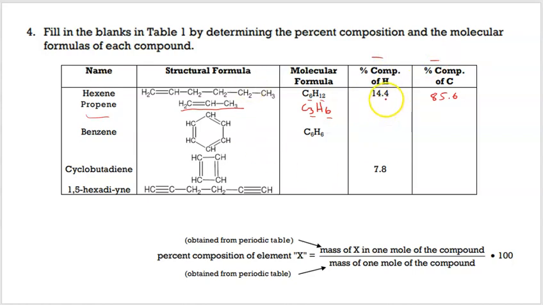So if I take the percent composition of hydrogen, I'm going to go 6 hydrogens, so 6 times 1.01, over the combined mass of 3 carbons, so 3 times 12.01, plus those 6 hydrogens.